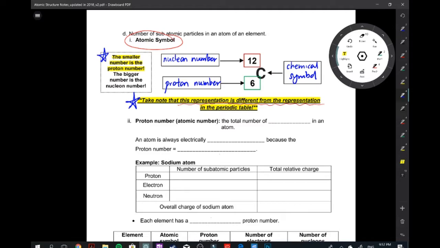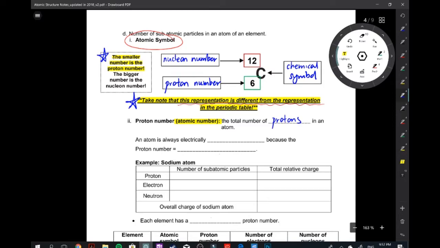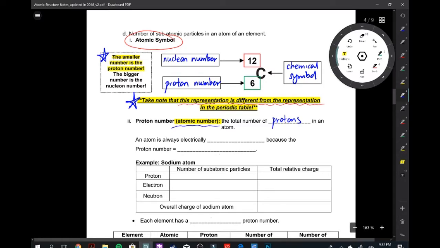So the proton number, as the name suggests, tells you the number of protons that is found inside the atom. Another term that we use to describe it is known as the atomic number. Right. So an atom is always what we term as electrically neutral, because the number of its protons, the proton number, will always be equivalent to the number of its electrons. And please take note that this only applies to an atom. It doesn't apply to an ion, for instance.